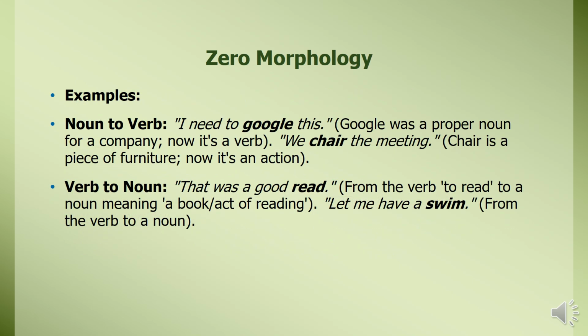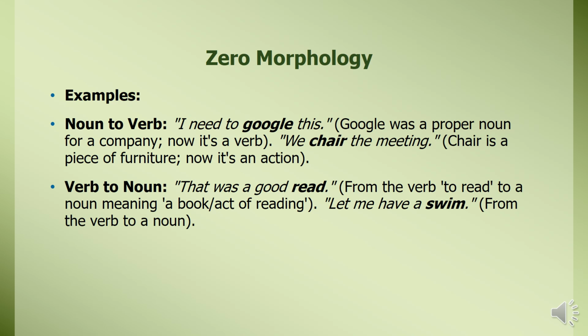So I need to Google this. Google was a proper noun, and here it's used as a verb. So the word class has changed without adding any derivational morpheme or inflectional morpheme. We chair the meeting. Here the word chair is a noun but has been used as a verb. There is no derivation to change the word class from noun to verb. Or verb to noun: this was a good read. Here, read is a verb that's used as a noun.